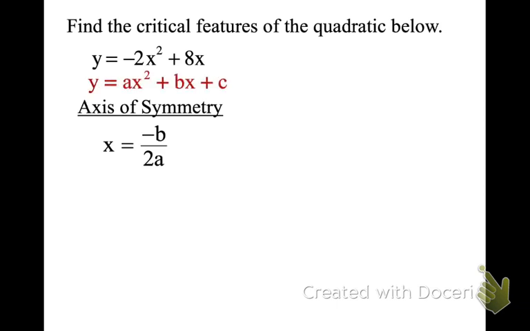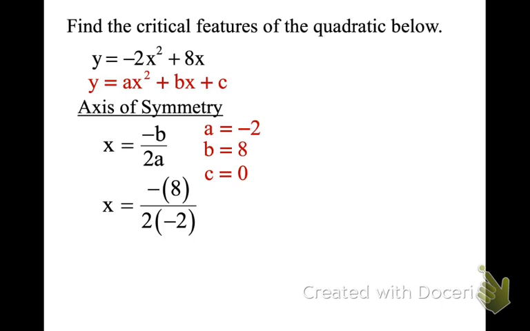All right, let's check our work. The first thing we have to do is identify our A, B, and C. My A is -2. My B is 8. And what appears to be C, we don't see a C. So we're going to say that C, since we don't see anything, is 0. Okay, so I'm substituting in A, B, and C. So now A is my -2, my B is 8, and my C is 0. We ended up with a negative divided by a negative is a positive, so 8 divided by 4 is 2.